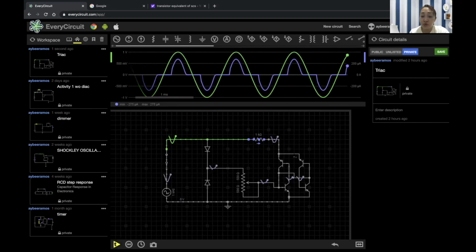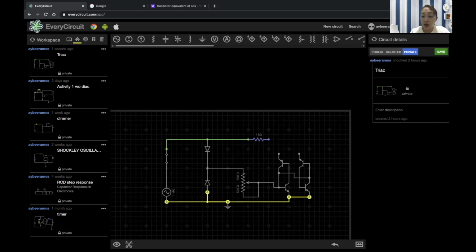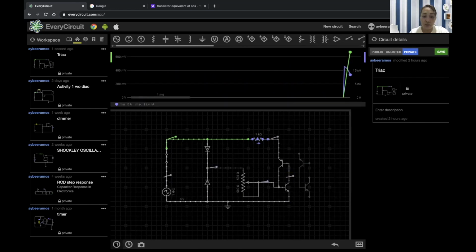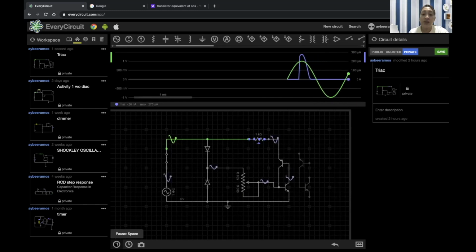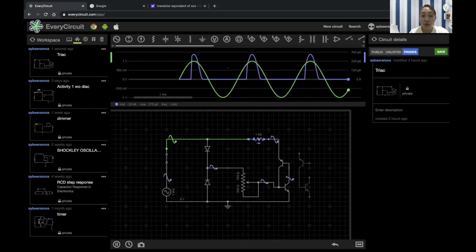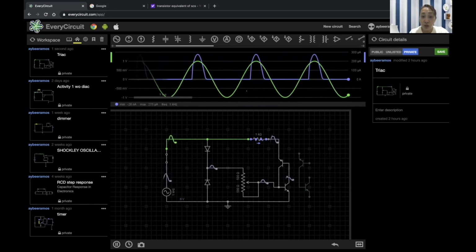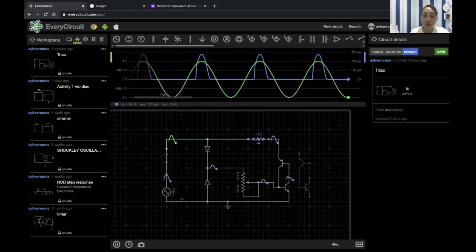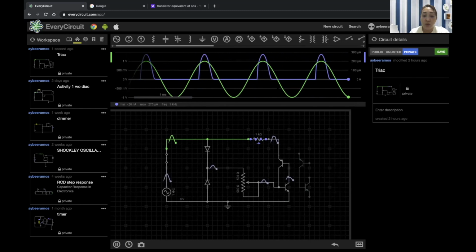What will happen if we remove the Diac? We turn it into an SCR. It will look like this one. Now, this is an SCR. As you can see, the SCR conducts only in one direction. See the output waveform of the load? It is cut during the half cycle.